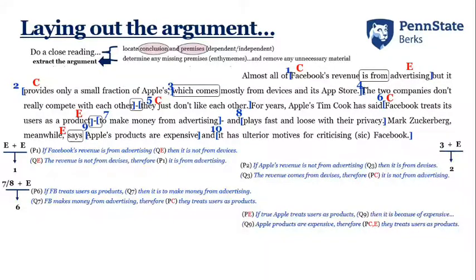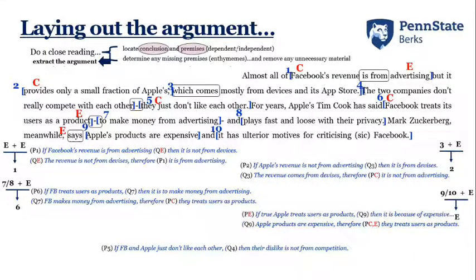And on the Apple side, if it is true that Apple treats users as products, then it's because of expensive products that they sell. I didn't lay it all out there. And if Apple products are expensive, therefore, then they treat users as products. So I'm going to take statements 9 and 10 and then add that with something that I've supplied just to make the whole argument flow. And then that's going to wind up with what I'm calling the enthymeme, that they don't say explicitly, but it's implied that Apple treats users as products.